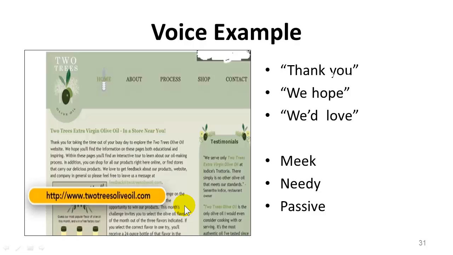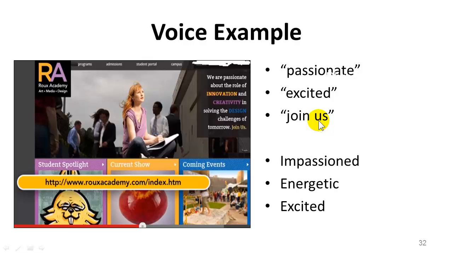It's a little bit meek and passive and needy. It's not real strong. They use thank you, we hope, with love. It's a little weak. Now take a look at this website, and here's the URL. It says online media. You can just see by looking at it, it's vibrant, it's exciting, it attracts your attention, it's colorful. What types of words are they using? Passionate, excited. Join us. You see that here's their voice. It's an impassioned, energetic, excited voice coming across in the content.